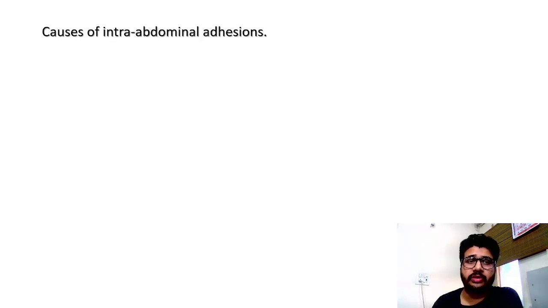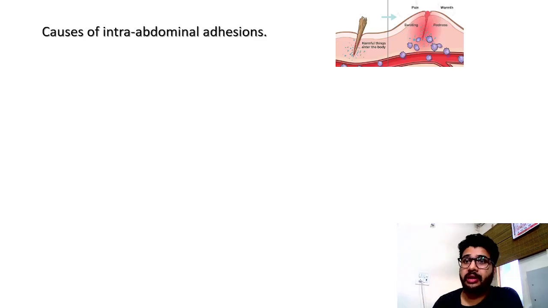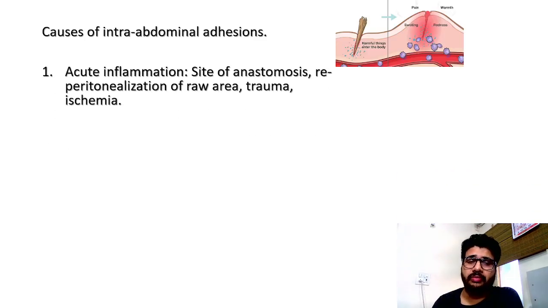Now, causes of intra-abdominal adhesions are inflammation, acute inflammation. What happens is that there is a site of anastomosis, there is acute inflammation over there, then there is reperitonealization of the raw area, there is again trauma, there is ischemia, and there is addition of omentum, maybe other raw surface area, which can lead to obstruction.